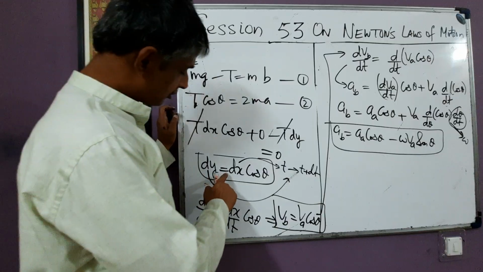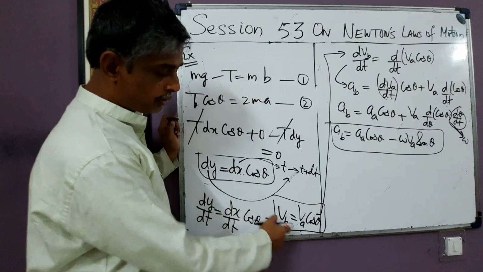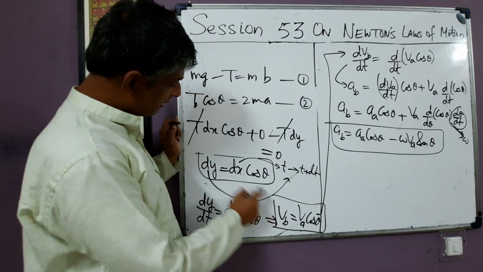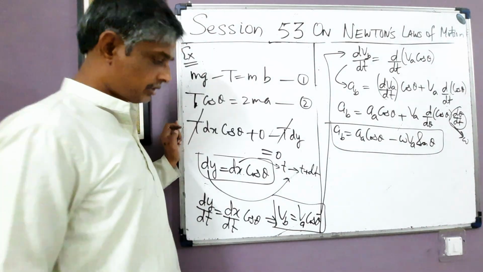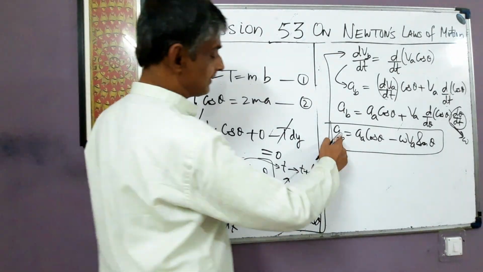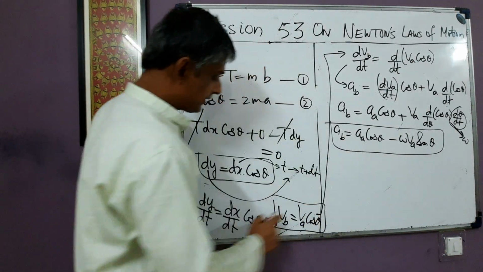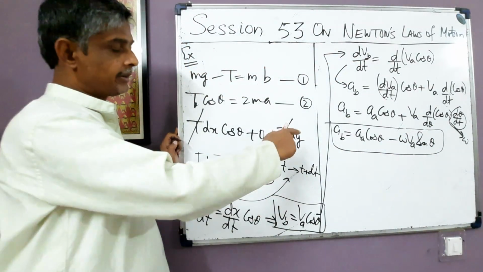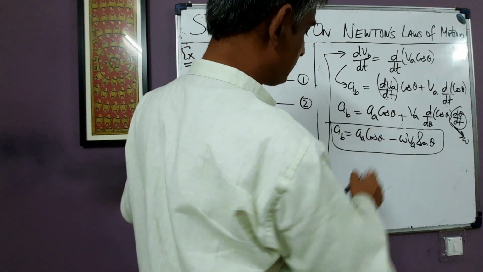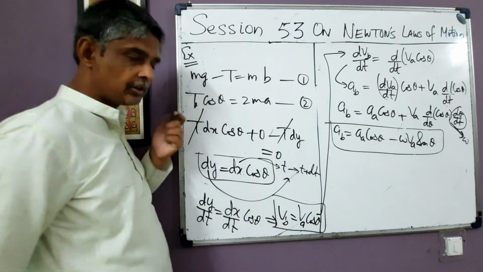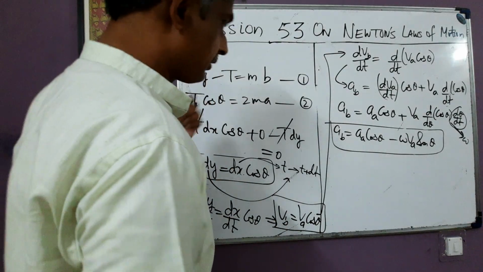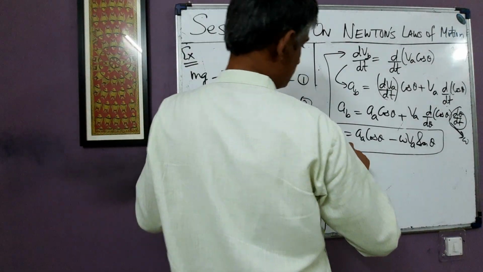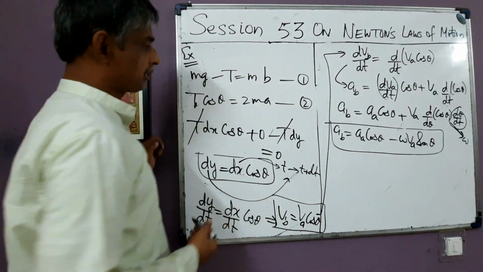Now see, the constraint relations for displacement and velocity have identical format. Just replace dy by Vb and dx by Va. But you see, the constraint relation for acceleration is not identical to both of them. There is this additional term. So the constraint relation for acceleration is totally different from that of displacement and velocity. All right. So now we can use this to solve the problem.